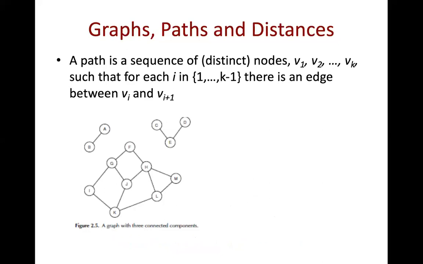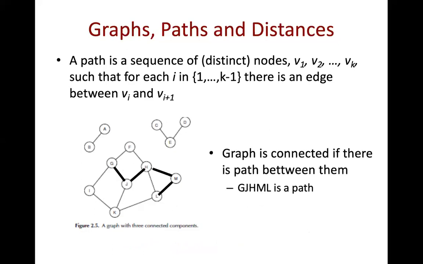A path in a graph is a sequence of distinct nodes such that for each node in this path, there is an edge between V_i and V_i+1, so to the neighbor, to the next node. And this is an example of a path. A graph is connected if there is a path between them, right?